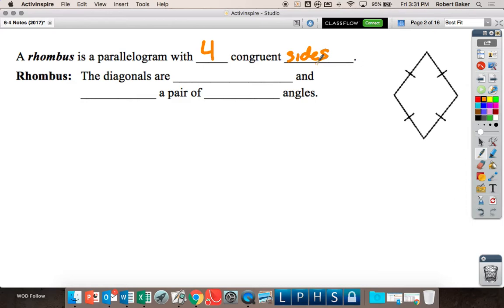A parallelogram or rhombus. Now the diagonals are blank. The diagonals are perpendicular and they bisect a pair of congruent opposite angles. So the diagonals cut the opposite angles in half.